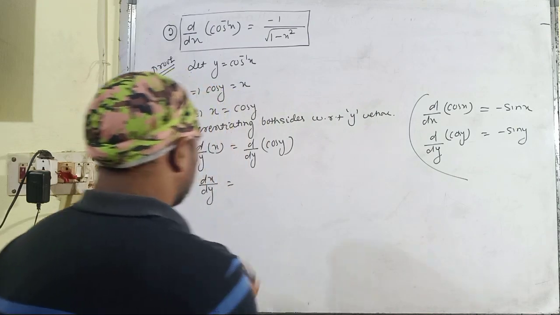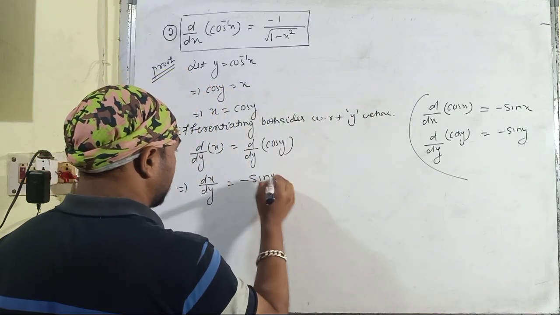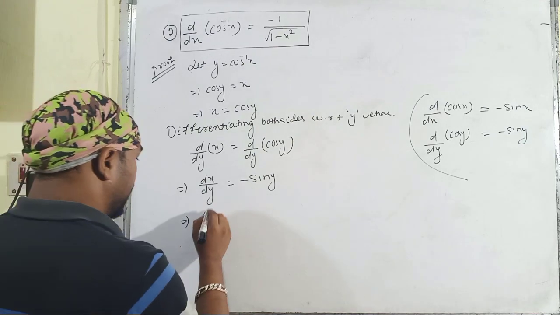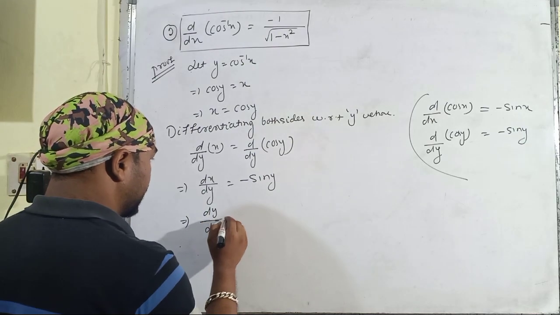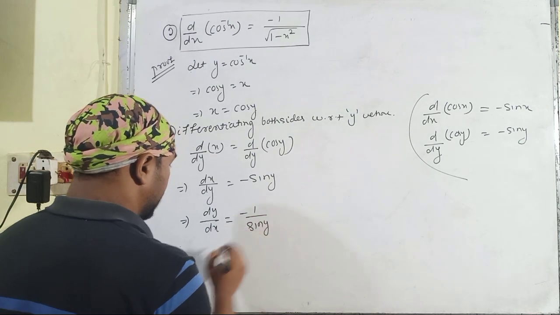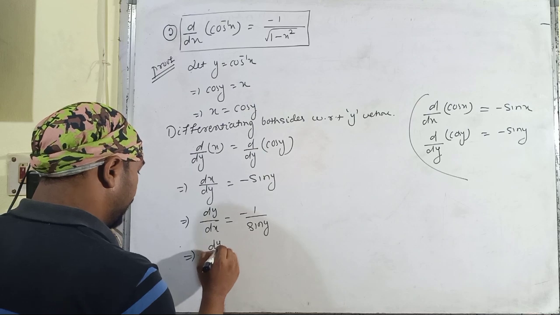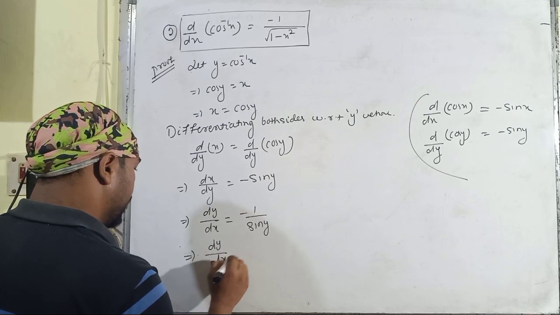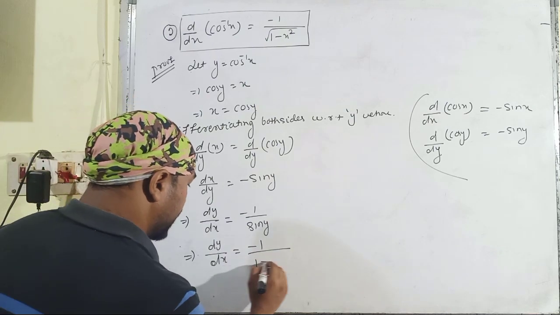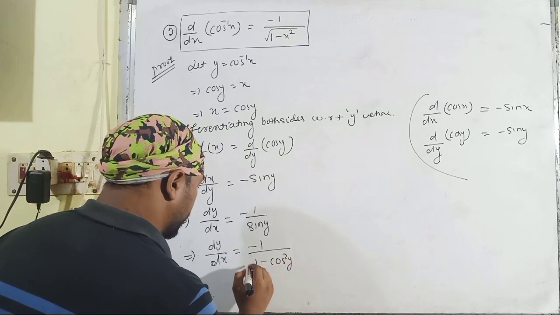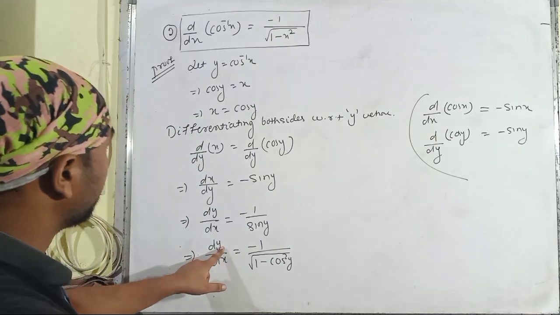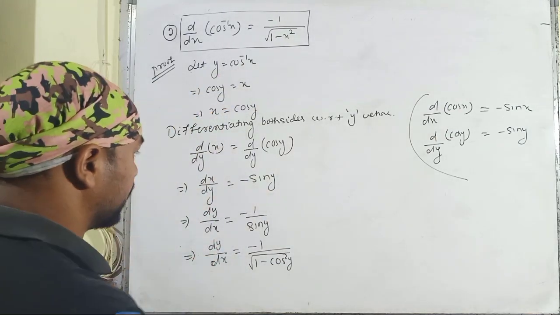So by putting this value here, minus sin y, then by just taking the reciprocal of both sides, it will be dy upon dx equals minus 1 upon sin y. So in place of sin y, we can use the algebraic identity. It is none other than the square root of 1 minus cos square y. Then in place of y, you can put cos inverse x.